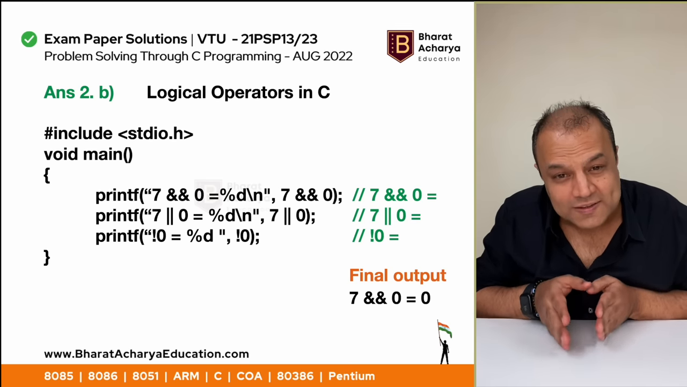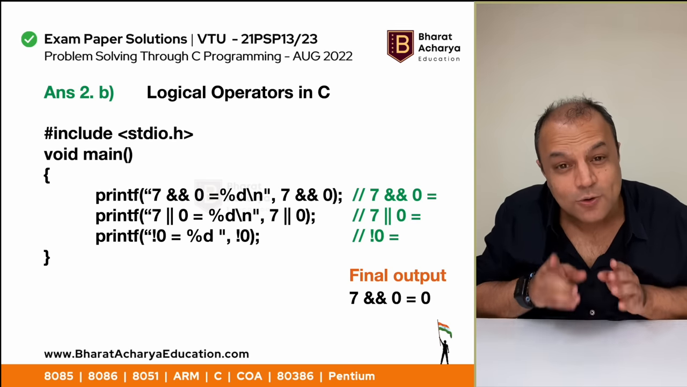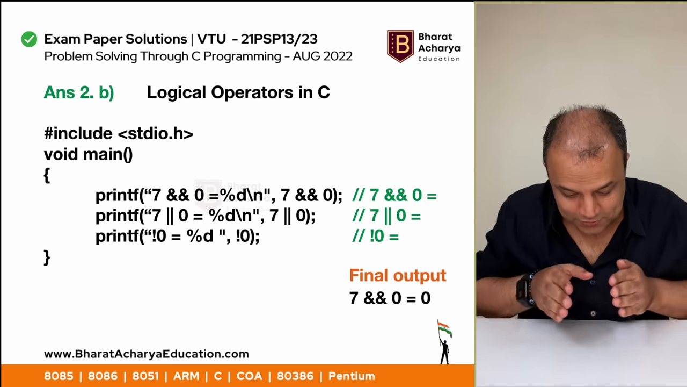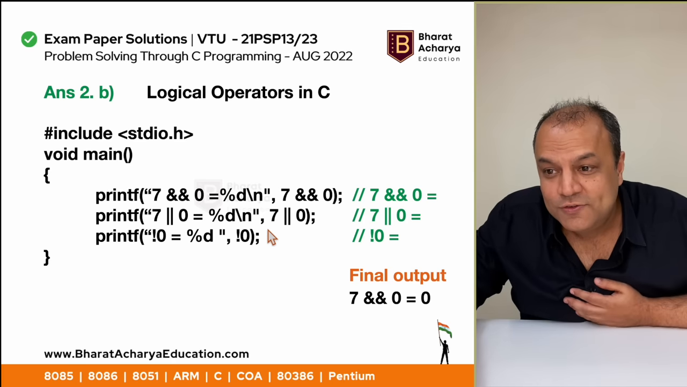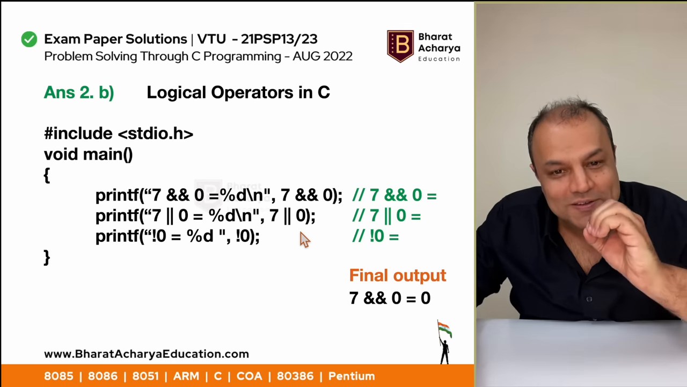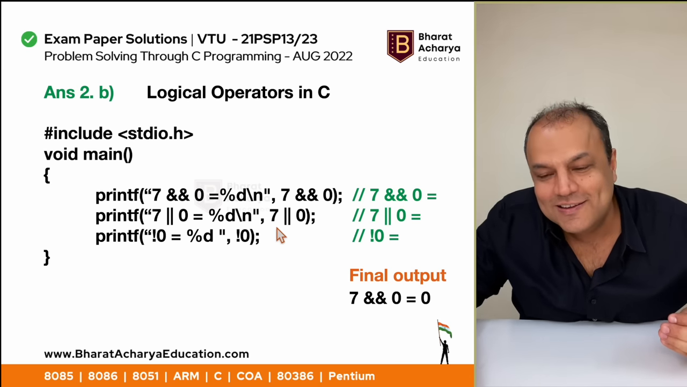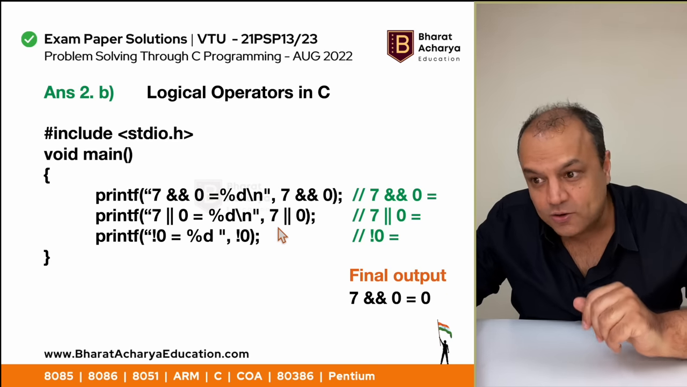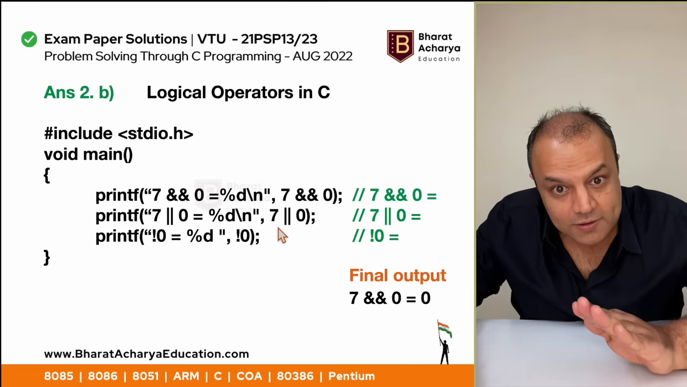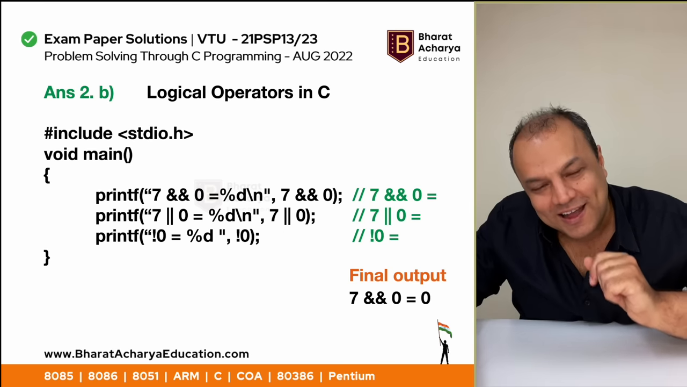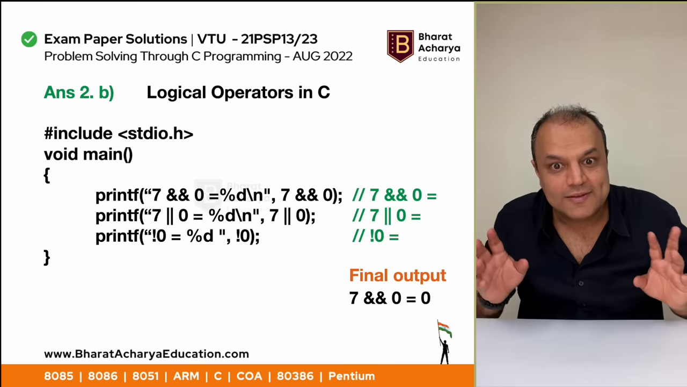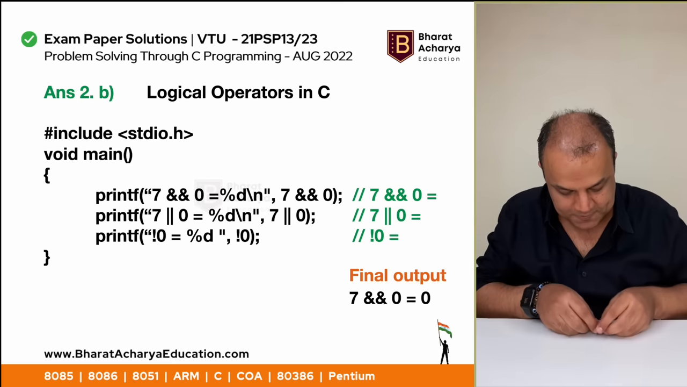Remember, the output of these gates can only be 1 or 0. So if I had written 0 or 0, the answer would be 0. But if there is any non-zero value over here, the answer will be 1. Are you clear? That's what I said. Don't look at OR as addition. It's not addition. Understand the concept.